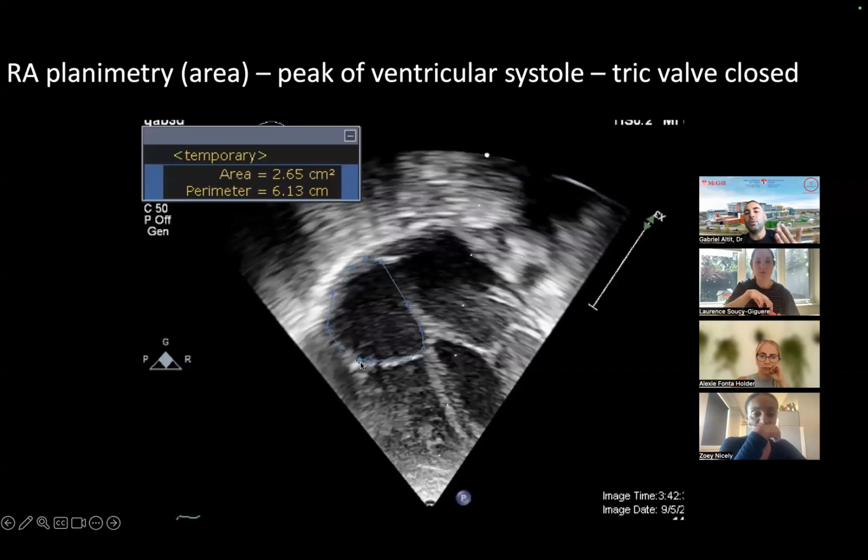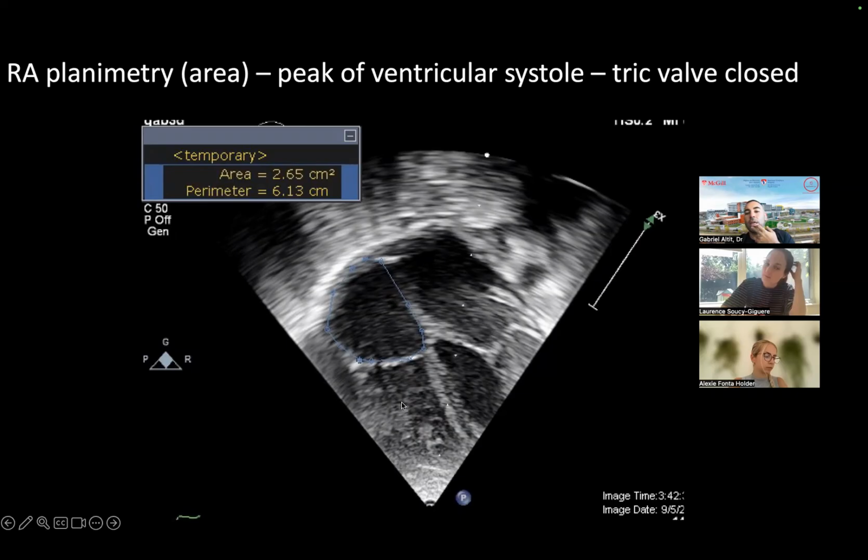And typically what we do is go to the peak of systole, when the RV is completely contracted and the tricuspid valve is closed. That's when the RA is fully filled, right? Because during ventricular systole, the right atrium continues to get filling from the IVC, SVC, and coronary sinus. These are the three sources it typically gets blood flow from, plus or minus an interatrial shunt if there is one. And eventually in diastole, that's when the RA empties into your ventricle. So that's where we would measure the planimetry, which is an area, so it's not a volume.